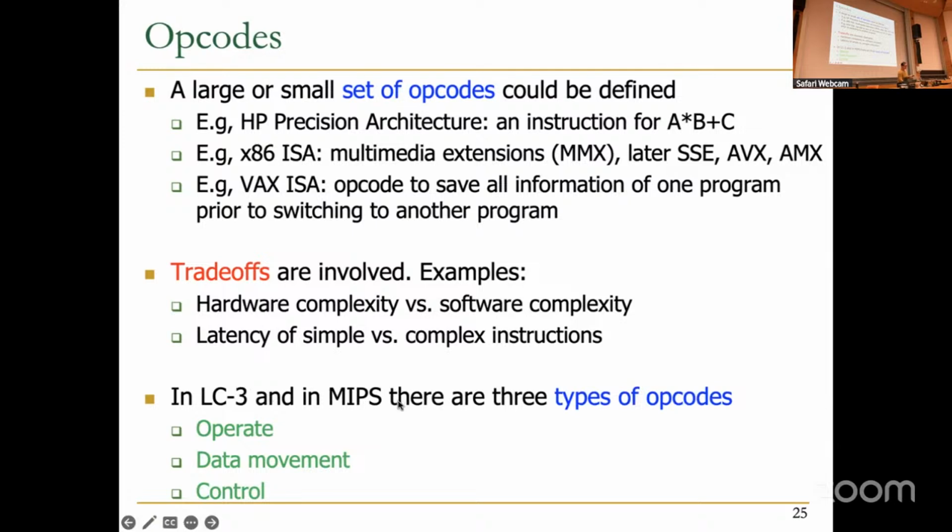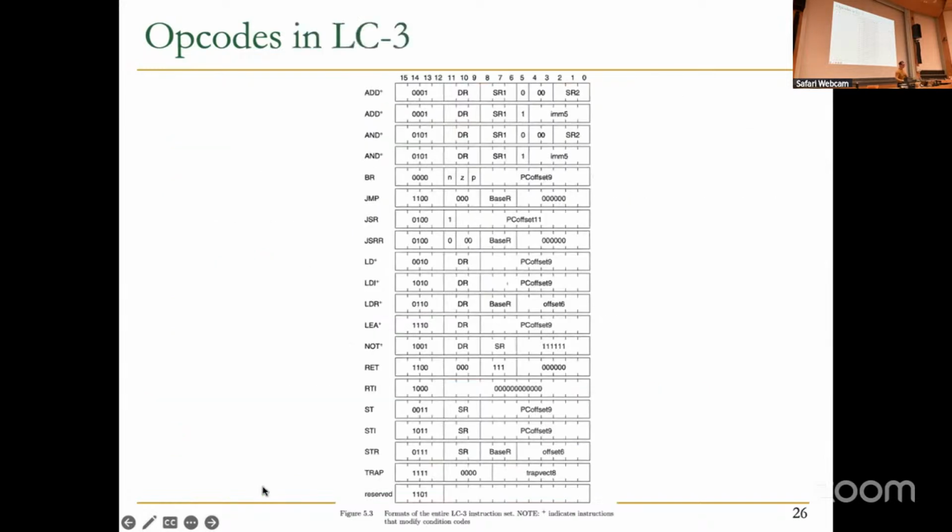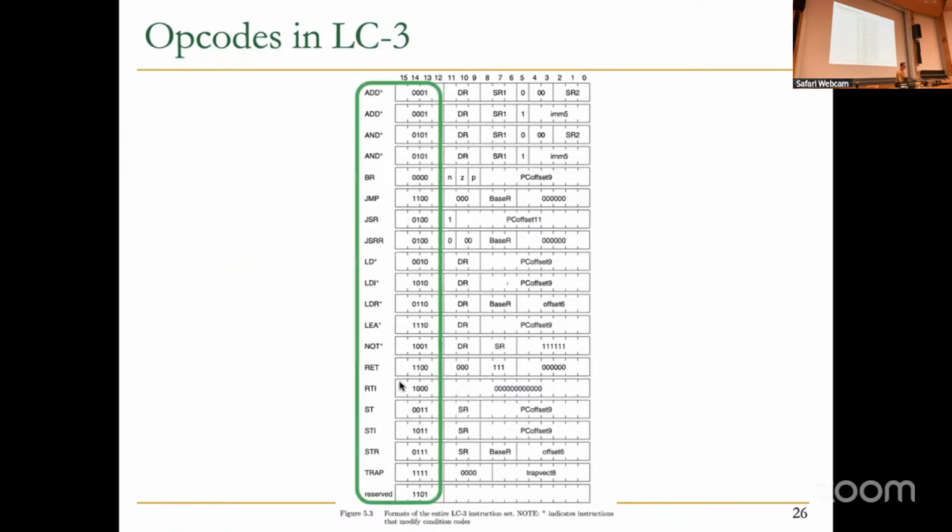So in LC3 and MIPS, there are 3 types of opcodes, and we have seen them actually: operate, data movement, and control. And we're going to see some examples. This is all of the opcodes in LC3. LC3 is a really simple educational machine. You can see the instructions over here. We're not going to go through all of them. If you're interested in them, you can read the book. But this is the opcode, basically.